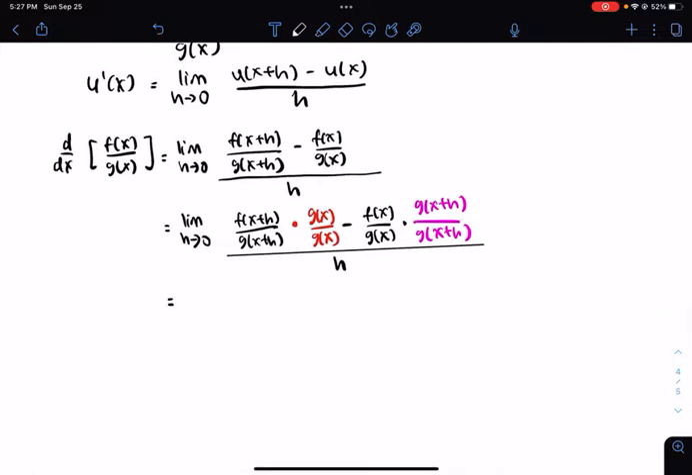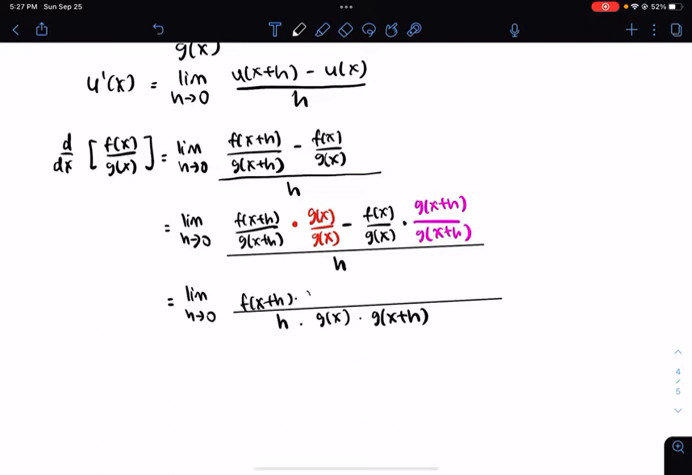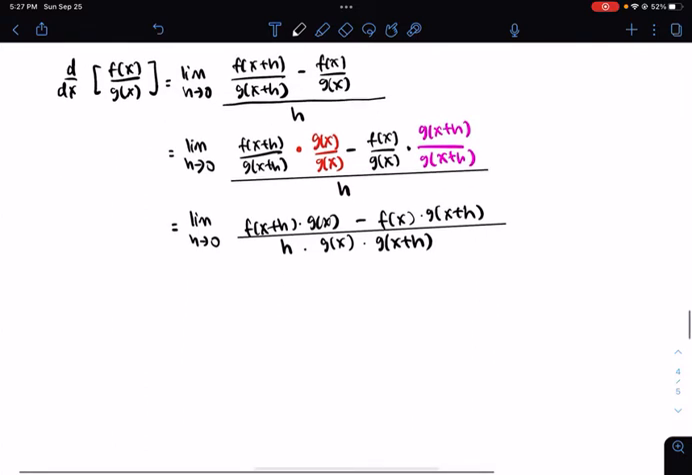Because this is multiplication, I can put all the denominator from the numerator into the denominator. So now I'm combining it with h. So h times g of x plus h, times g of x. The order doesn't matter because it's multiplication. And then I'm just going to leave the numerator: f of x plus h times g of x minus f of x times g of x plus h.